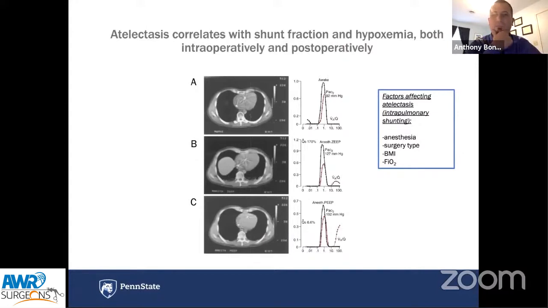At the very top, we have the CAT scan of an awake, healthy patient, and you see that there's no significant atelectasis. In the middle panel B, we see that there's some developing atelectasis, and this is the CAT scan of an anesthetized patient in which 0 PEEP is being used. And C shows the same lung after institution of 10 centimeters of water of PEEP and some recruitment maneuvers, and you see that the ventilation to perfusion matching improves, and the CT evidence of atelectasis disappears almost completely.